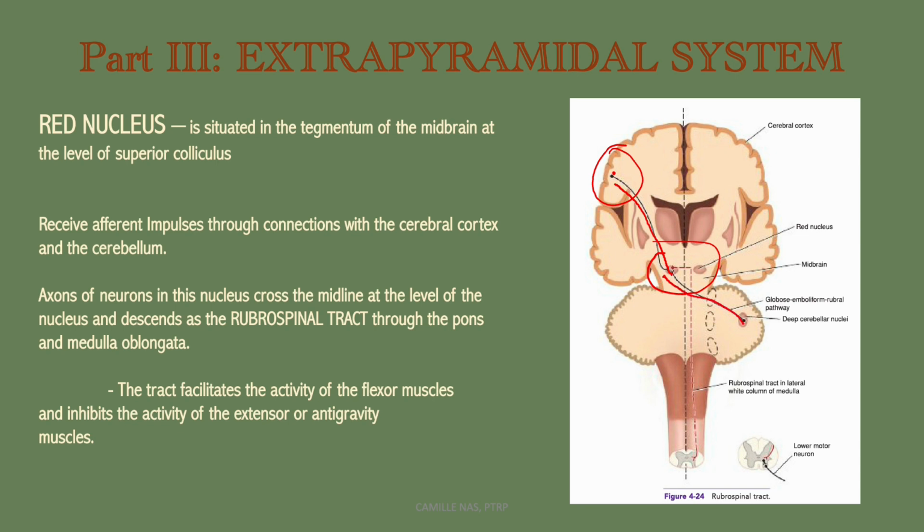No? Afferent yan. And then, it will form your rubrospinal tract by crossing the midline. Ito, crossing the midline through the pons and the medulla oblongata. Pupunta siya sa spinal tracts. Ayan, in the white column of the medulla. Okay, so what I want you to remember with this one is that this tract, your rubrospinal tract, will facilitate the flexor muscle groups. Okay, facilitate flexor, inhibit extensor, or your anti-gravity muscle.